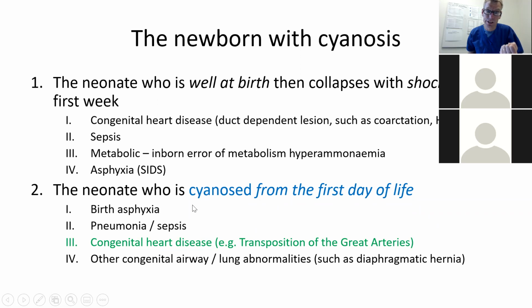But that's a bit different to the neonate who's cyanosed in the first day of life. Now, those babies can have left ventricular outflow tract obstruction, but they may also have a form of cyanotic heart disease. And the typical one that they have is called transposition of the great arteries. So a TGA, transposition of the great arteries. They can also have other things, of course, like birth asphyxia or pneumonia or sepsis, probably more commonly, or some sort of congenital lung or airway problem like diaphragmatic hernia. But if we're talking about congenital heart disease, the baby who's cyanosed in the first day of life typically has a transposition of the great arteries. And that's a bit different to a Tetralogy of Fallot.